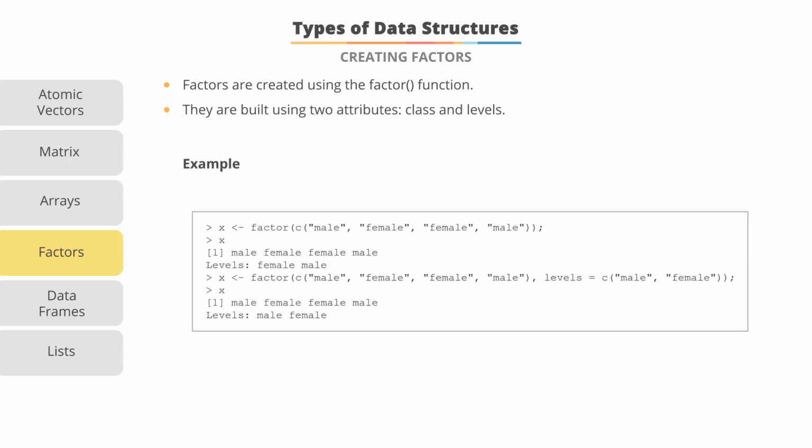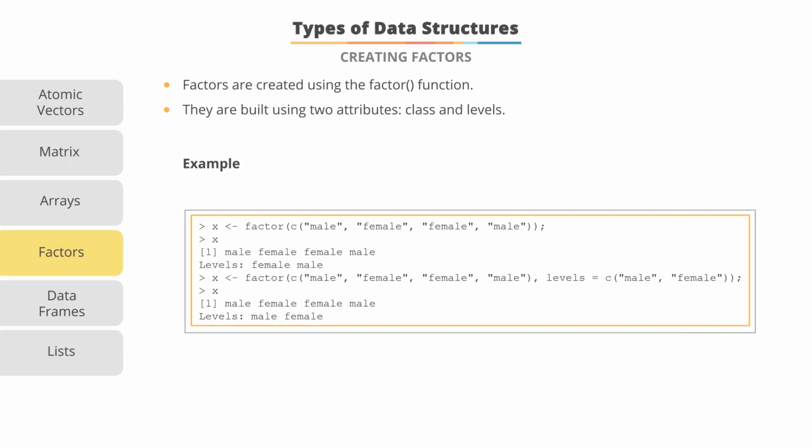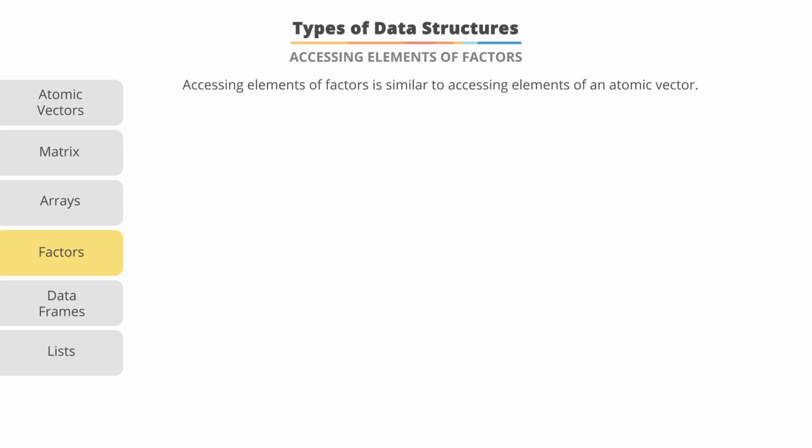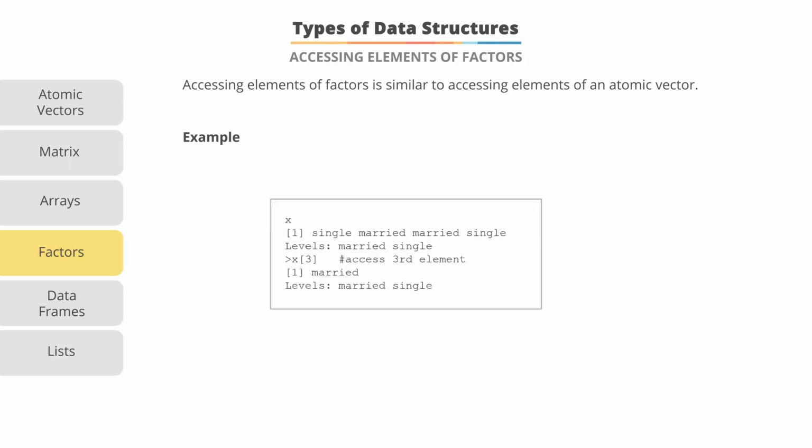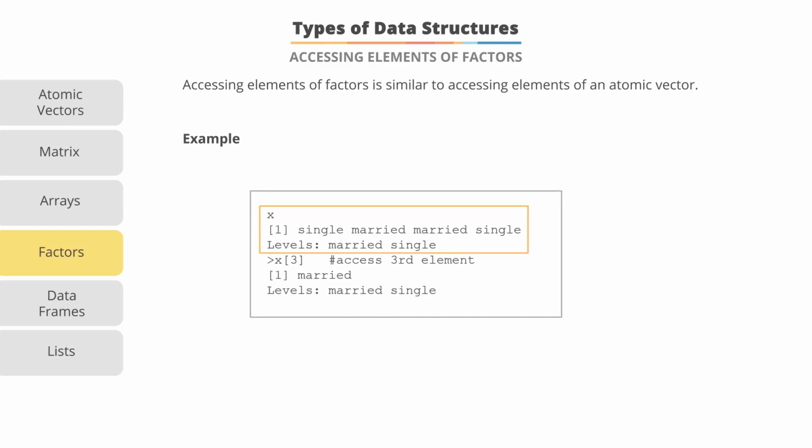So if you use class on this, then it will produce something that shows that it's a factor. And then if you wanted to show the levels within that factor, it will produce male and female. So accessing elements of the factor is similar to accessing elements of an atomic vector. As you can see below, let's say we had X as single, married, married, single. Well, the levels within that are just married and single, right? It's just two levels, just like color would be.